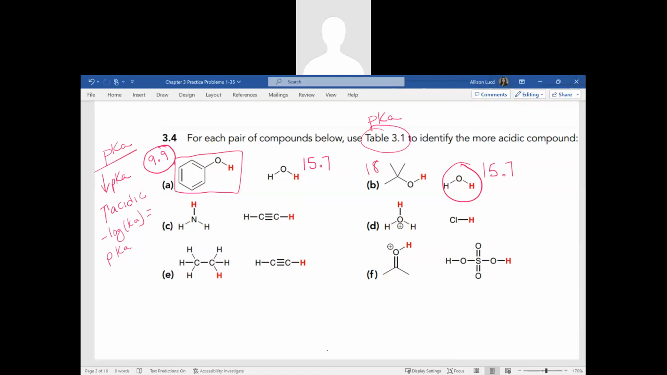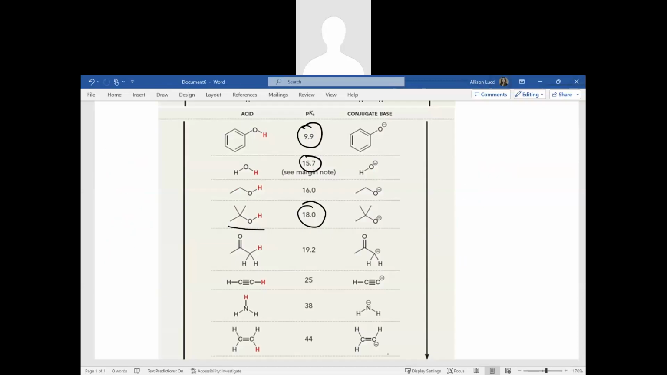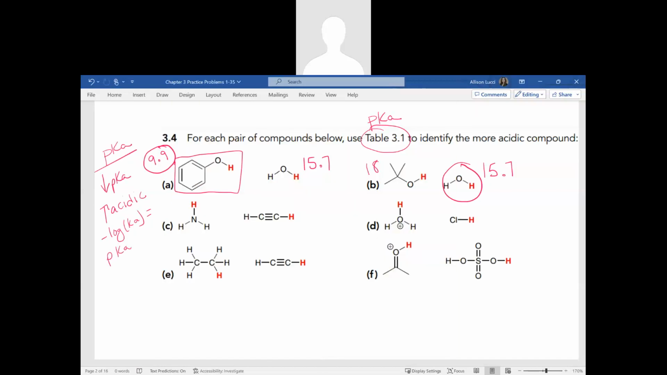All right, let's look at the pair of compounds listed with C, and we'll go back to our table. Now we have acetylene and ammonia to look up. Here's ammonia, 38, and acetylene, 25. So 25 versus 38. In this case, acetylene is more acidic, with the lower pKa.